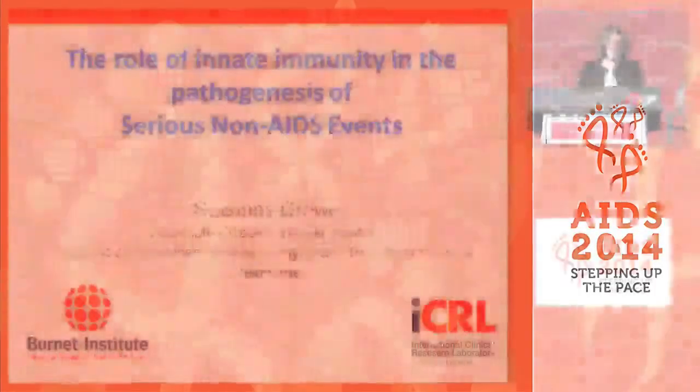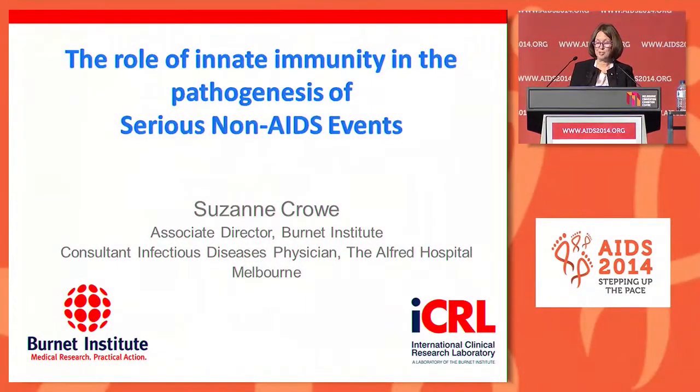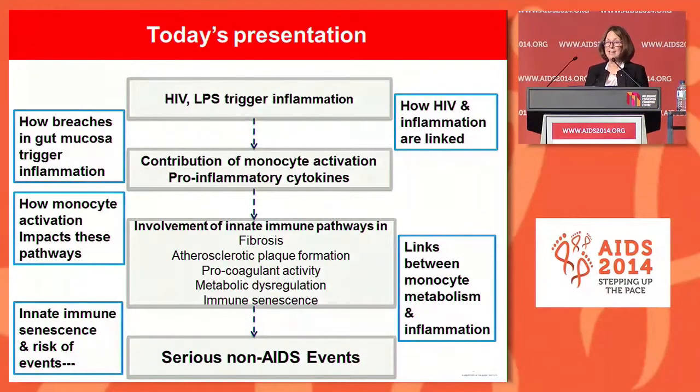Thank you very much. Today I've been asked to talk about the role of innate immunity in the pathogenesis of serious non-AIDS events. I'll start by talking about how HIV and inflammation are linked and how breaches in the gut mucosa trigger the production of pro-inflammatory cytokines and can predict the development of serious non-AIDS events, how monocyte activation impacts on innate immune pathways, and I'll mention links between monocyte metabolism and inflammation. Lastly, I'll just briefly touch on innate immune senescence and the risk of serious non-AIDS events.